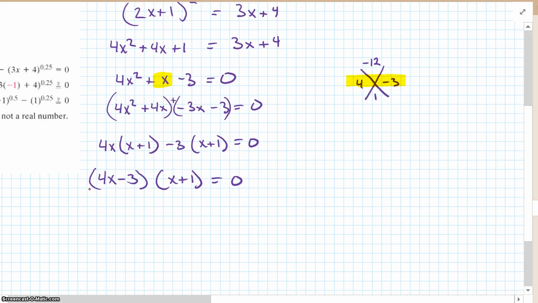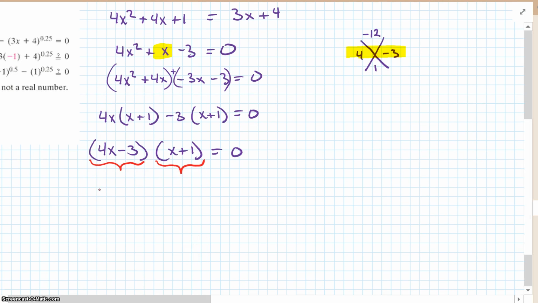Now I can solve for the roots of each of these. So I can solve for 4x minus 3 and x plus 1. Well, if you remember our shortcut, x is going to equal negative back over front. So that's going to be negative negative 3 over 4, which would just be 3/4. Negative back over front, so x is going to just equal negative 1.